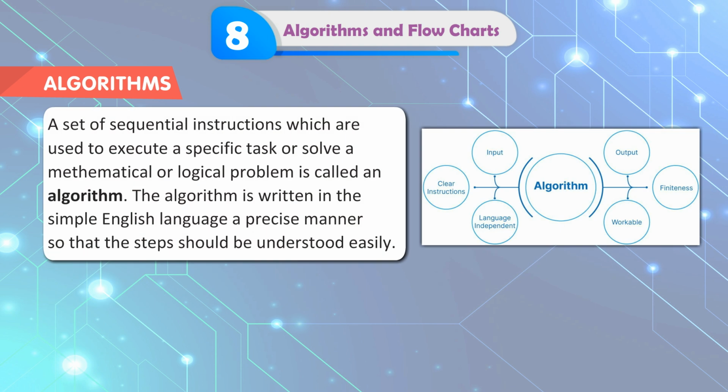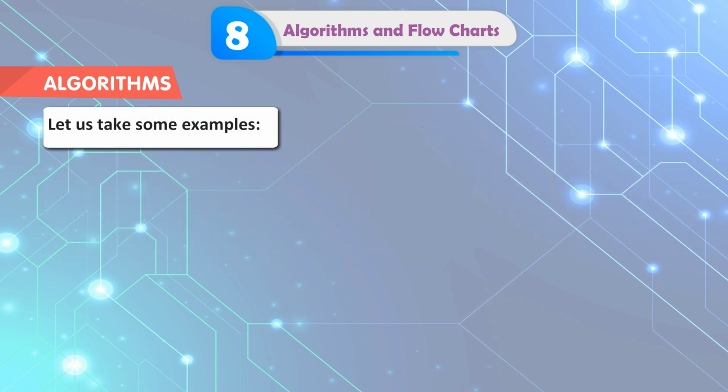A set of sequential instructions which are used to execute a specific task or solve a mathematical or logical problem is called an algorithm. The algorithm is written in simple English language, in a precise manner, so that the steps should be understood easily. Let us take some examples.